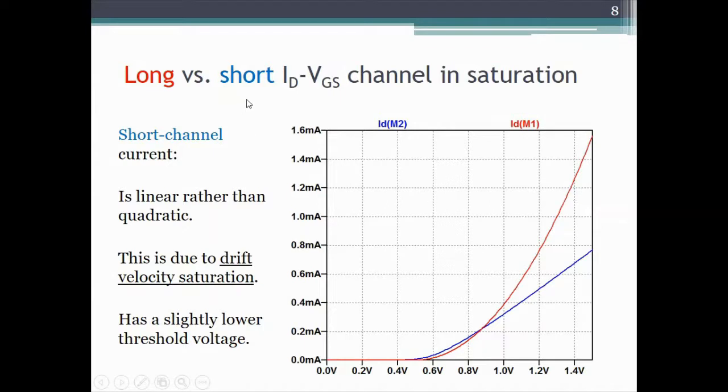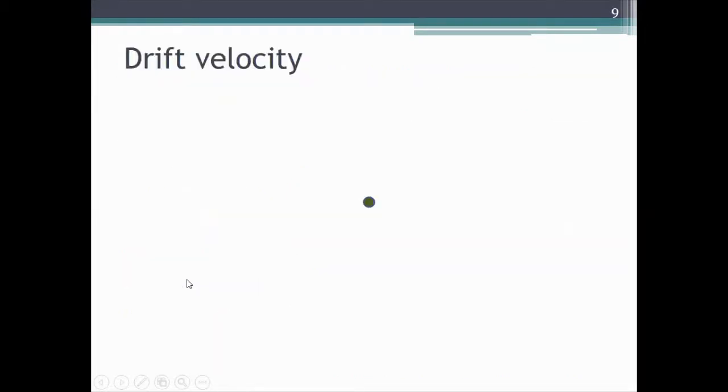Now it turns out that for short channel transistors, the drain current does not vary quadratically with the gate voltage. It actually varies linearly with gate voltage. Or I should say for very short channel MOSFETs, this is linear. This is due to an effect called drift velocity saturation. So let us spend a couple of slides understanding drift velocity saturation.